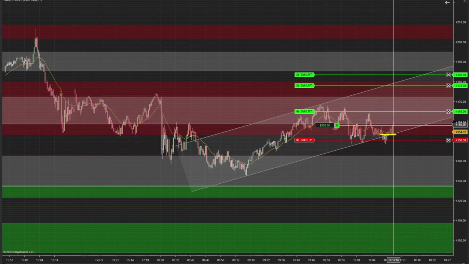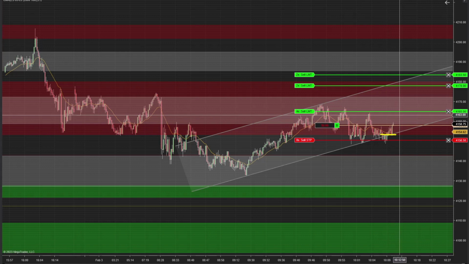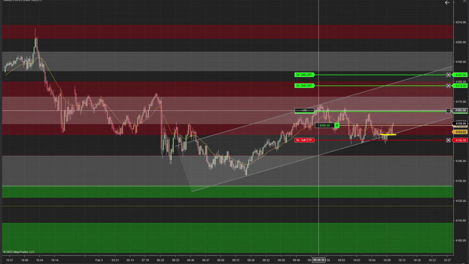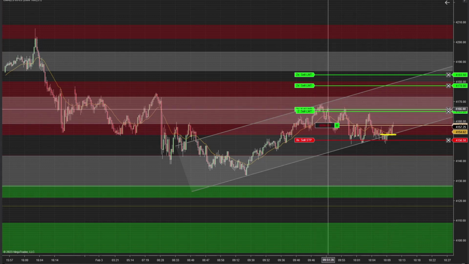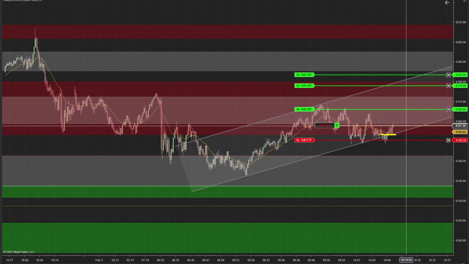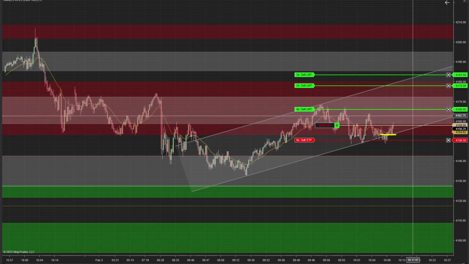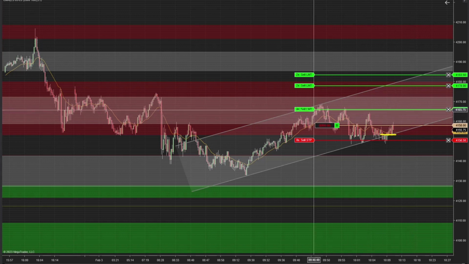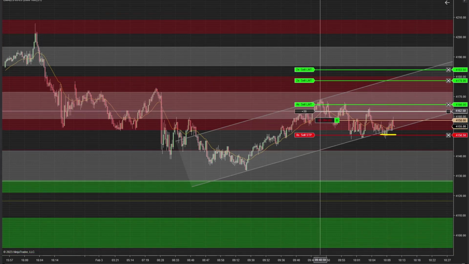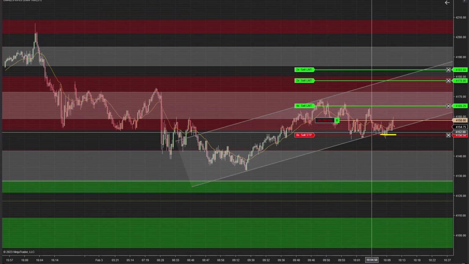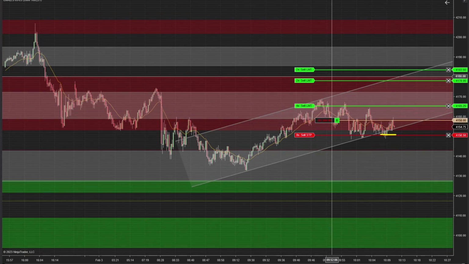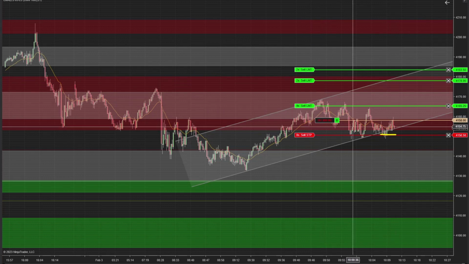Perfect. Okay, let's see. 1, 2, 3, 4, 5, 6, 7. 7 points. Okay, 7 points is one more lower. I'm just rearranging my targets over here. So now we're just going to wait for it to hit this target right here. Once it hits that target, we have a winning trade, and we can pull up our stop to the point of entry.